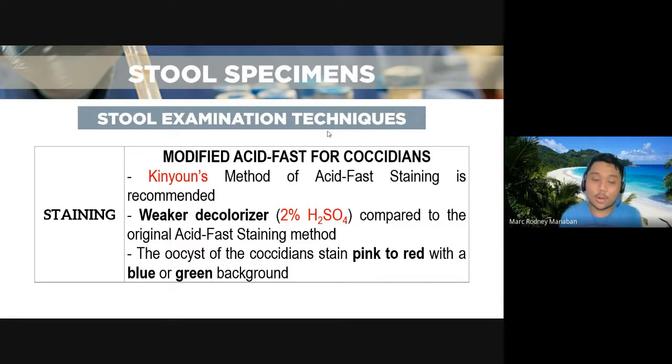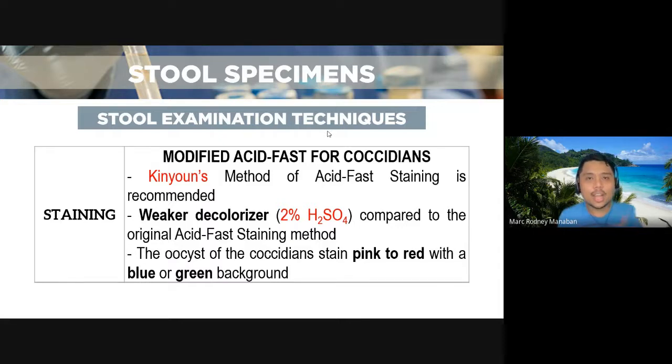This came out in my board exam. The question was, which of the following organisms cannot be stained with acid fast bacteria? The choices were A, Streptomyces, B, Corynebacterium, C, Nocardia, and D, Rhodococcus. So of course, our answer here is letter A, Streptomyces. Streptomyces is not partially acid fast. They do not contain mycolic acids in their cell wall. But Corynebacterium contains mycolic acids in its cell wall. Okay, going back to coccidians, the recommended staining is Kinyoun's method.